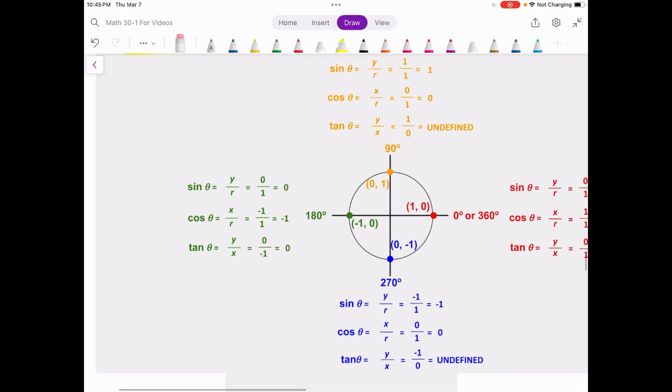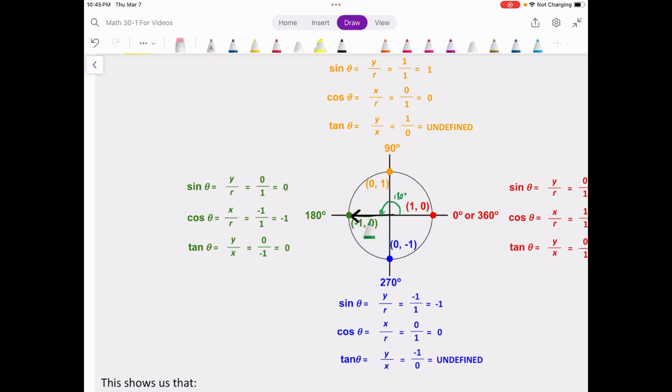All right, let's keep rotating now to 180. Now some things are going to get negative. We know that, because now x is negative. So let's take a look here. Our x coordinate is negative here at a rotation angle of 180 degrees. Okay, what's the y coordinate here? It's 0. So what is sine of 180 going to be? Well, sine is y over r, and y is 0. So sine of 180 is 0.